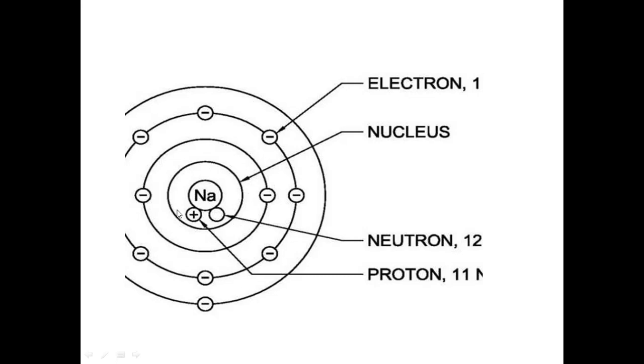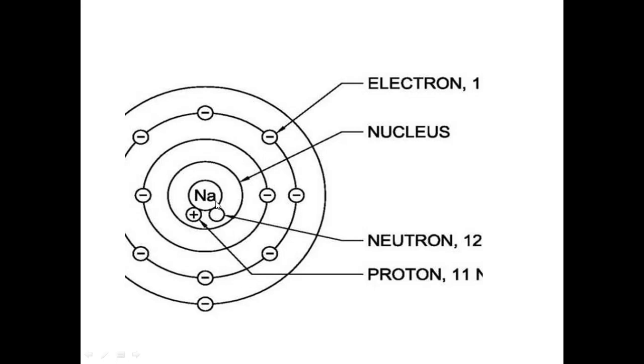Now atoms have a central core which is called a nucleus. Now the nucleus accommodates the protons and the neutrons in the center of the atom. Now the electrons are found in a shell. So around the nucleus are orbitals, or let's say shells. Now these shells are where the electrons are bound. So the electrons keep moving in a shell around the nucleus of the atom.